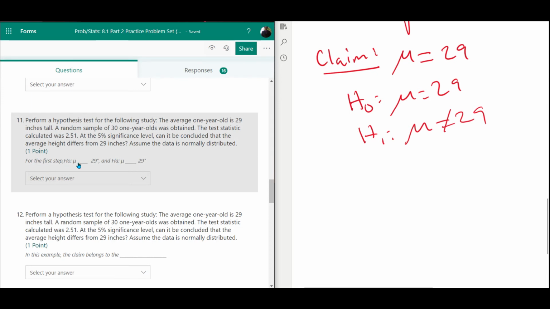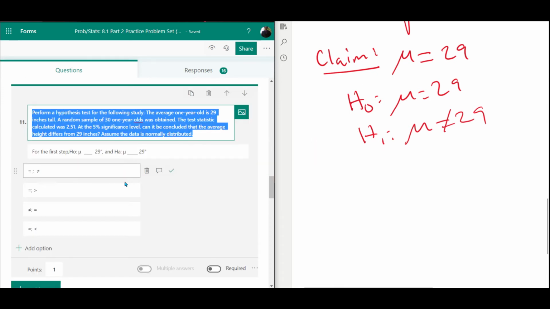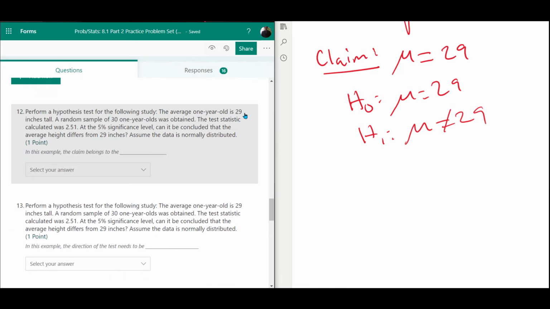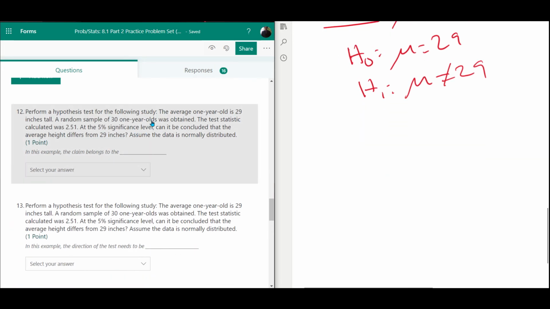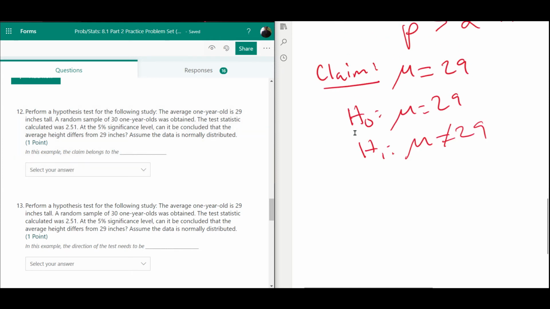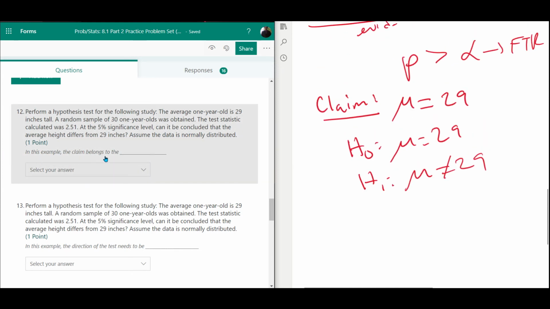Okay, so basically the first step is you have equals, not equal to. That's what we said earlier. Okay, so we got that. Now next we want to perform a hypothesis test for the following study. This is the same exact study. So in this example, the claim belongs to where? So in this case, the claim belongs to the null. So that's pretty easy. You say that the claim belongs to the null hypothesis, H0.